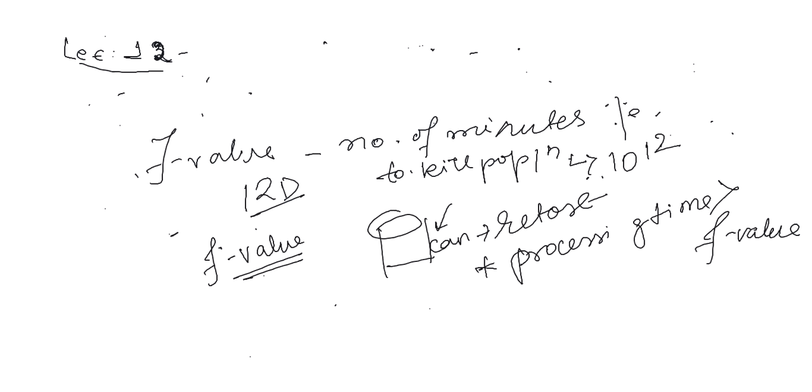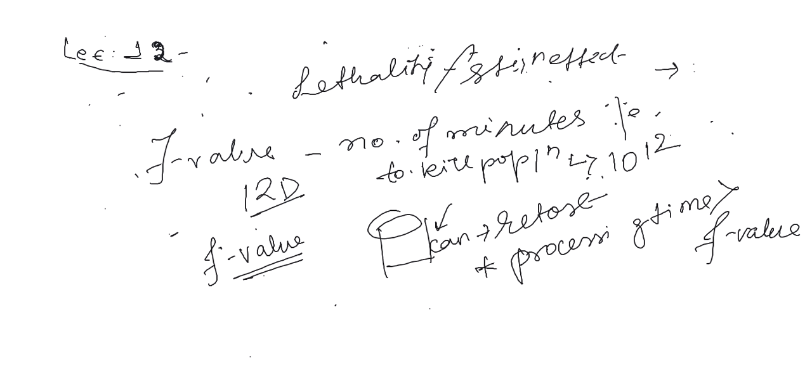And what do you understand by lethality? Lethality is also called the sterilization effect. That is nothing but the number of decimal reductions in the number of microorganisms. Whether it is 1 log cycle or 2 log cycles, the number of decimal reductions in the number of microorganisms is called lethality.